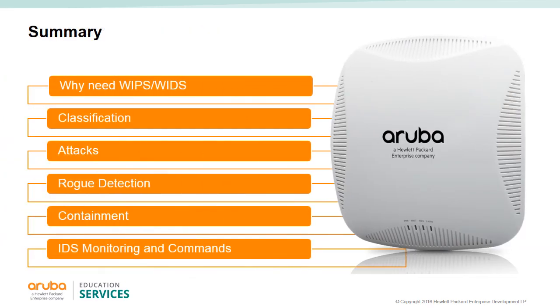In this module, we saw why we need IDS IPS security. We looked at the classifications. We looked at a few different attacks. We looked at how rogues are detected. We saw some IDS monitoring and commands. And we looked at some containment methods.